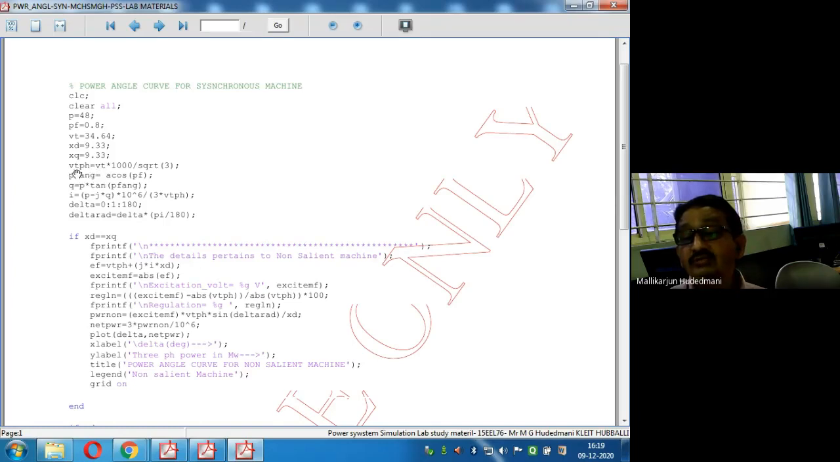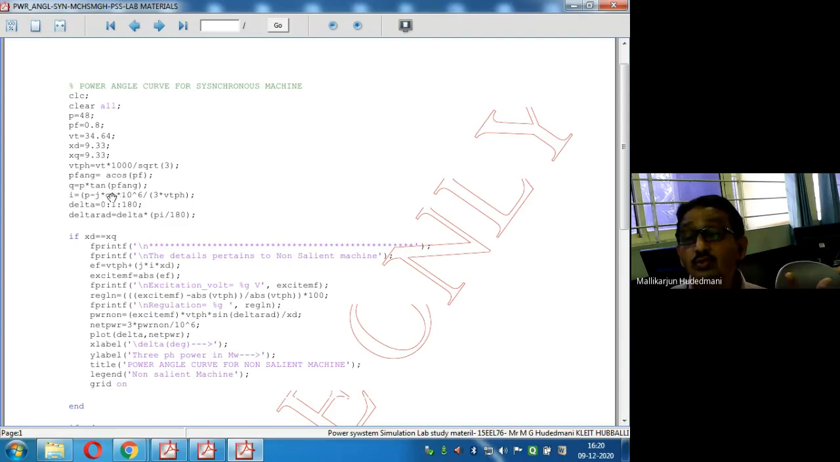Then VT per phase, voltage per phase, equal to VT, what I am reading here, divided by square root 3 into 1000. I multiplied 1000, nothing but K here. You can still do it outside also. Okay. Then power factor angle, acos PF. PF is 0.8, cos inverse 0.8. I am fetching it. Then I have reactive power, Q equal to P tan angle.